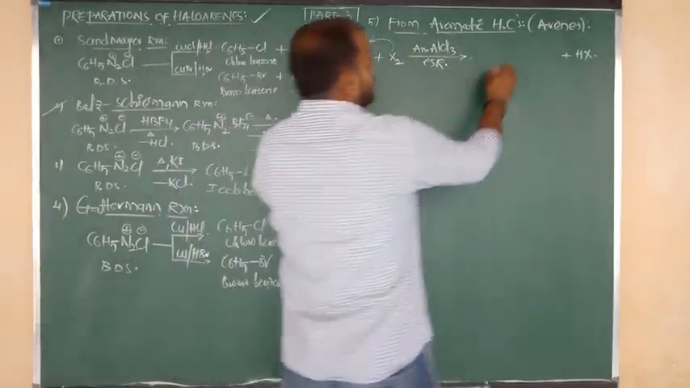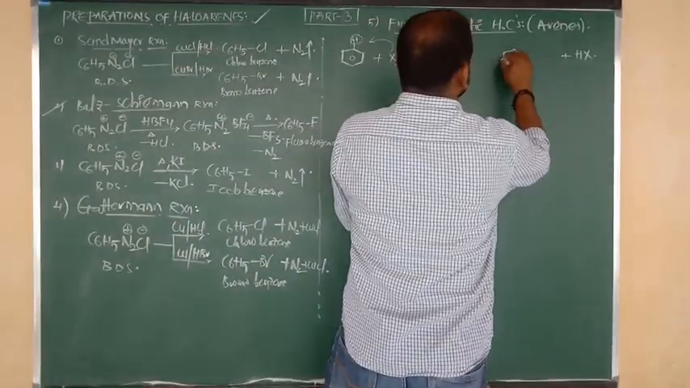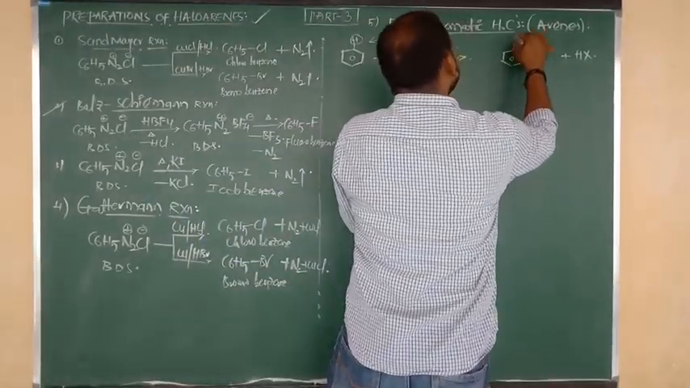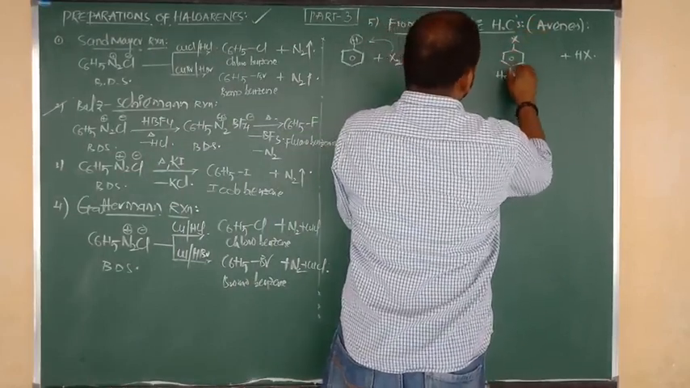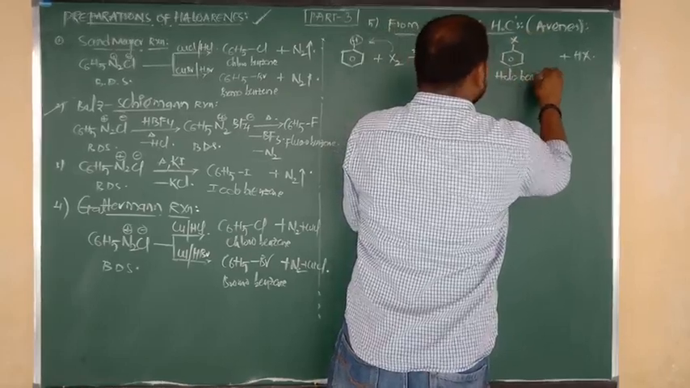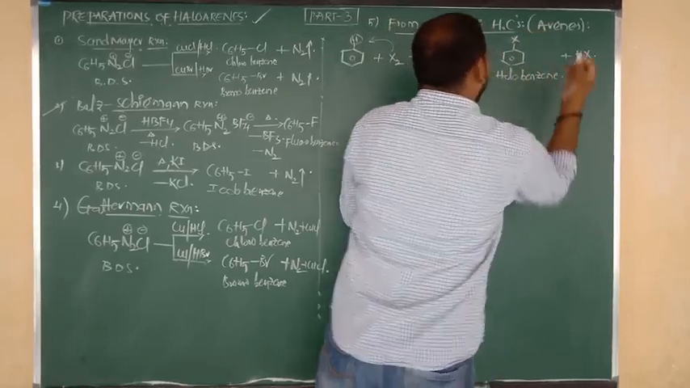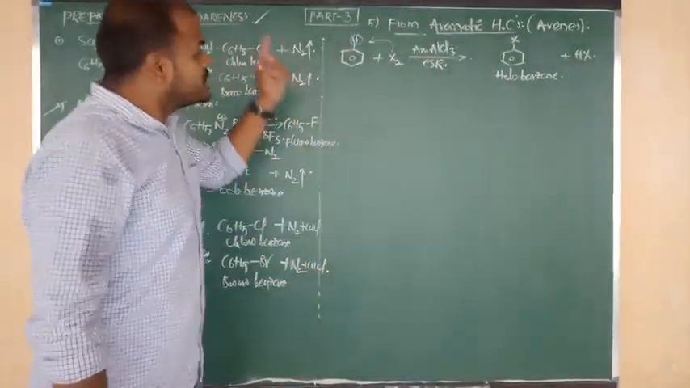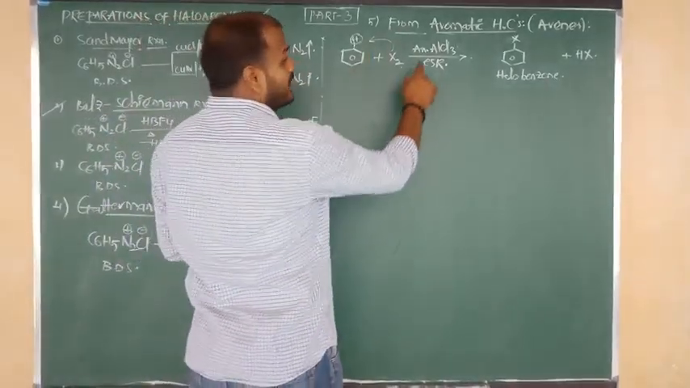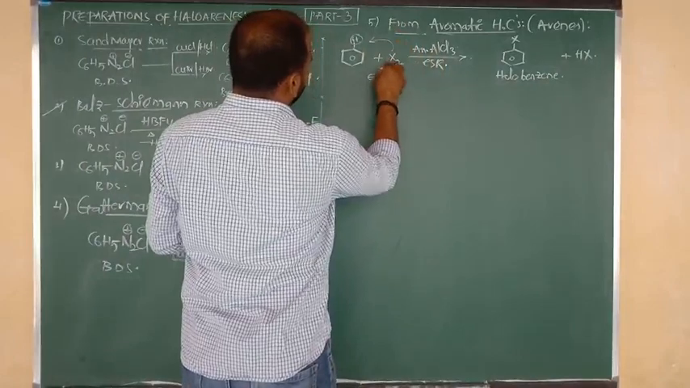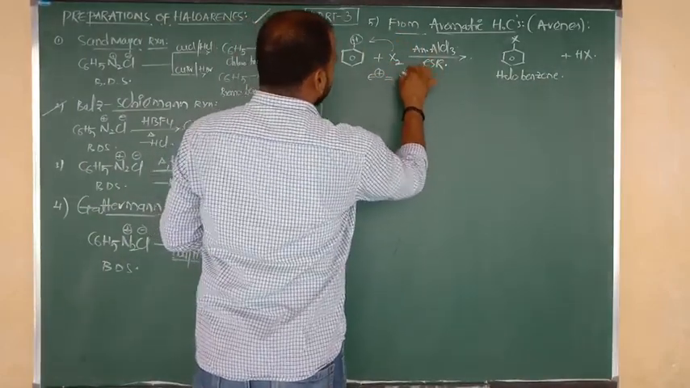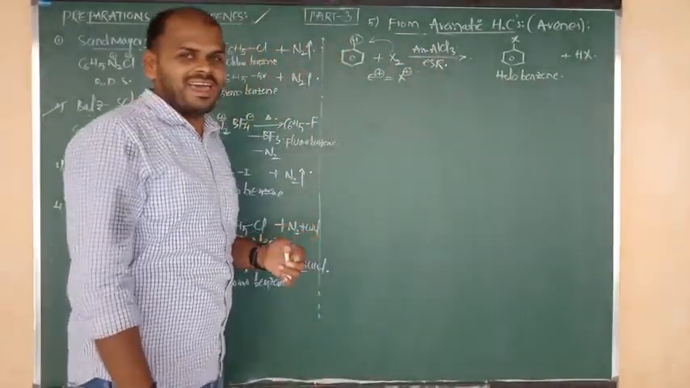Another halogen means we are getting the product, which is nothing but benzene, but with the hydrogen place occupied by X. So we are getting the product halobenzene, or we can say haloarene. In this process, we are doing electrophilic substitution. In this reaction, try to remember the electrophile equals X plus. What is the electrophile? X plus.